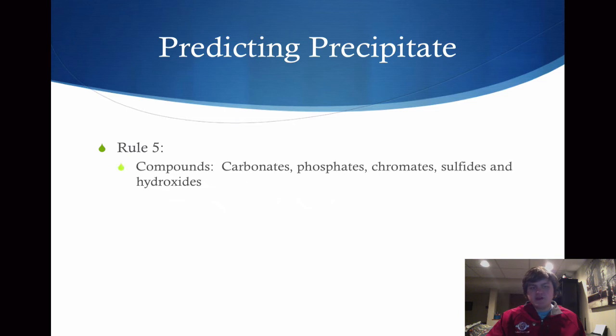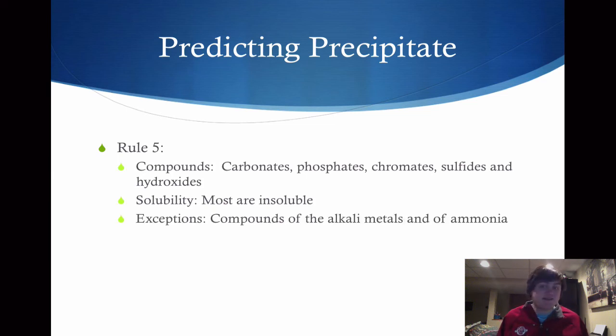Rule 5. This is a range of different anions. We have carbonates, phosphates, chromates, sulfides, and hydroxides. Most of these are insoluble. The exceptions, the ones that are actually soluble, are compounds of the alkali metals and ammonia. That goes back to rule number 1. If it has an alkali metal as the cation, it will usually be soluble, and that is still the case with these more complex anions.